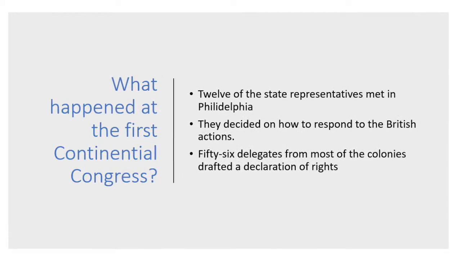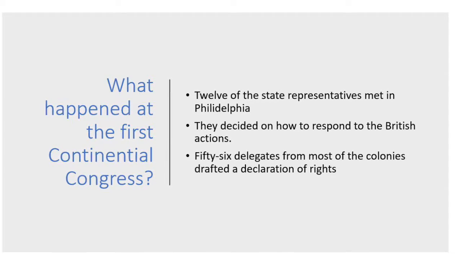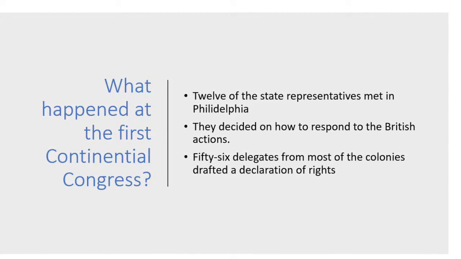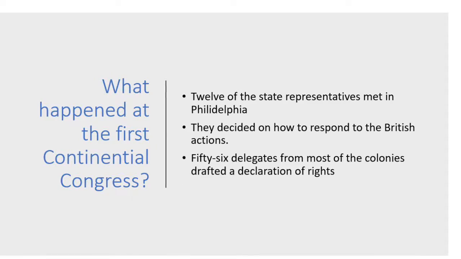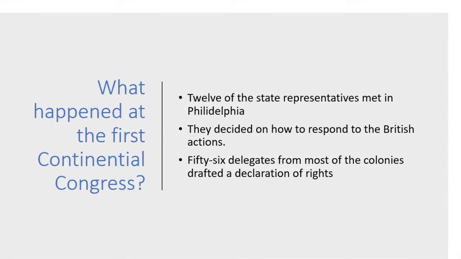What happened at the First Continental Congress? 12 of the state representatives met in Philadelphia. They decided on how to respond to the British actions. 56 delegates from most of the colonies drafted a Declaration of Rights.